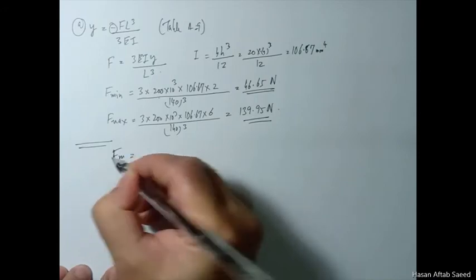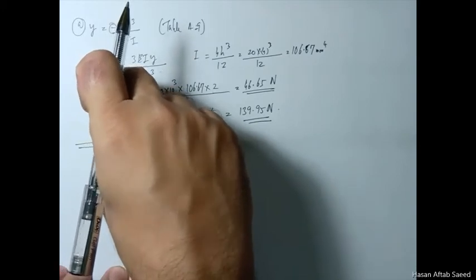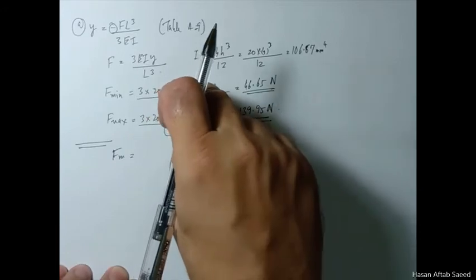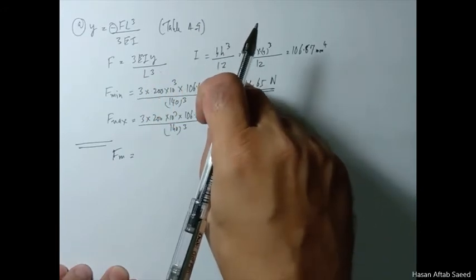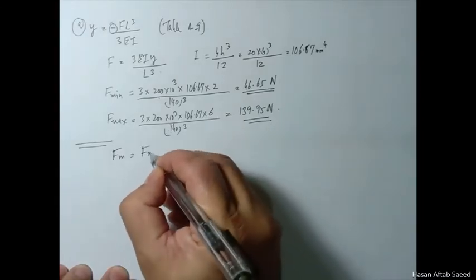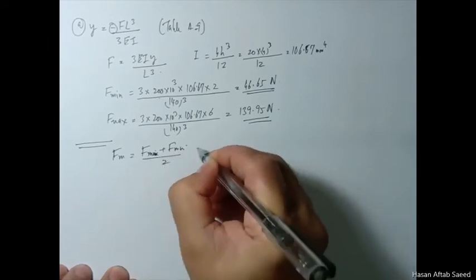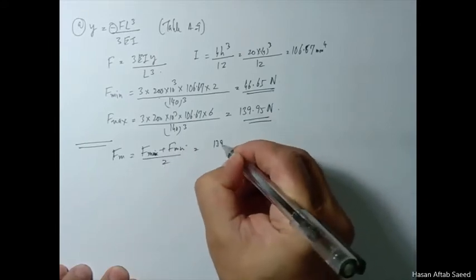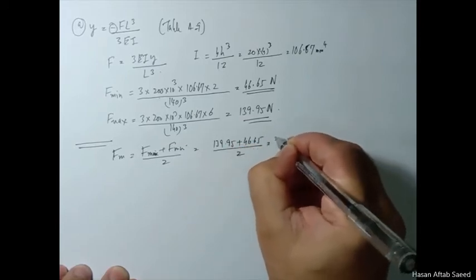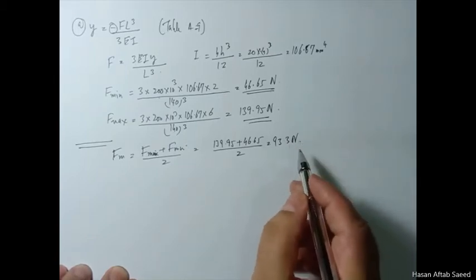first we calculate the mid-range force. Again we are going to calculate the mid-range force and the alternating component force, and then use the formula to calculate sigma A and sigma M, just like we did in the last problem. F max plus F min over 2, and this is 139.95 plus 46.65 over 2, which turns out to be 93.3 newtons.